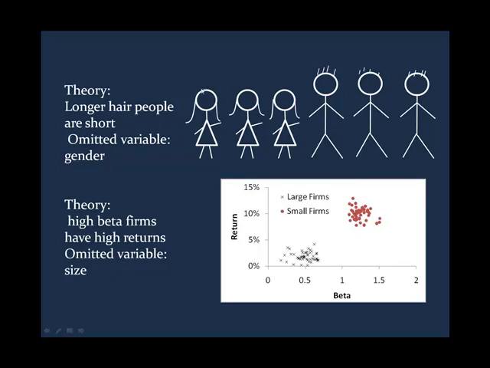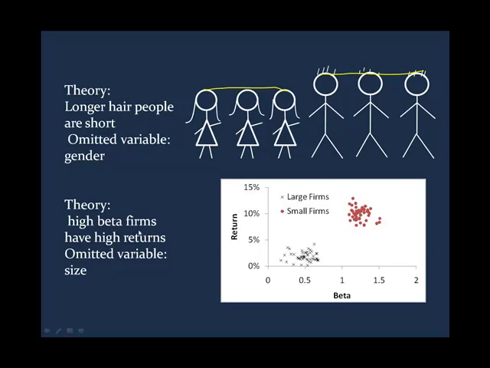And this is my nice little clip art here. But you see that the relationship between this average of short people and this average of long people doesn't hold within the gender. It just holds between the genders. So if you control for gender, there is no relationship between hair and height. And we know that intuitively to be true. The relationship you see between hair and height is solely due to gender. It's an omitted variable. So the theory that hair is related to height is wrong.